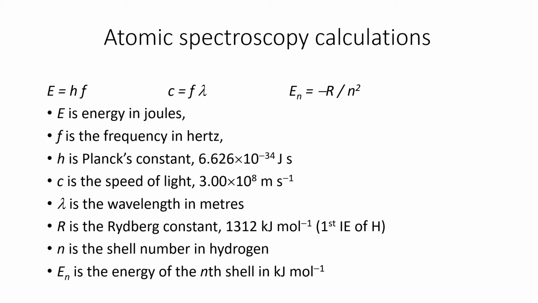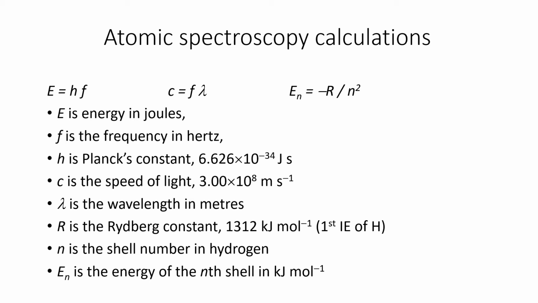So when we start doing calculations with atomic spectroscopy, there are really three important equations, and it's these equations on the screen here. E=hf, which I just mentioned. This is the relationship between the energy of a photon and the frequency of a photon. Then we've got c=fλ, c being the speed of light, f being the frequency, lambda being the wavelength. So this is a general thing for any wave.